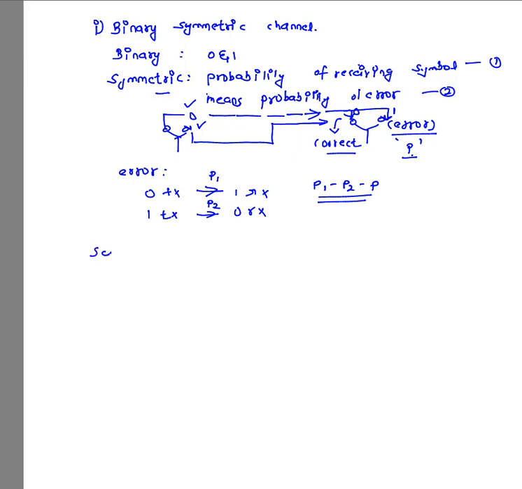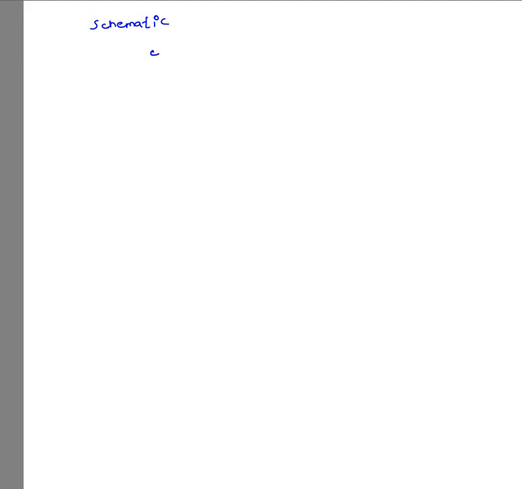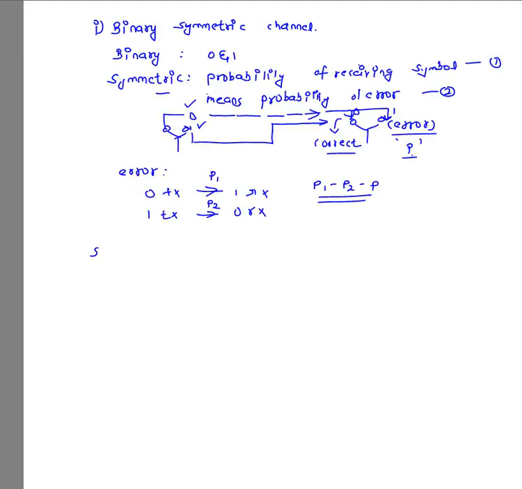First let me give the schematic of the binary symmetric channel. This schematic usually has one transmitter and one receiver. On the transmitter side, I am representing the transmitter using two dots. One indicates the transmission of 0 and one indicates the transmission of 1. This is the receiver side, and this is the transmitter side. On the receiver side, either 0 can be received or 1 can be received.